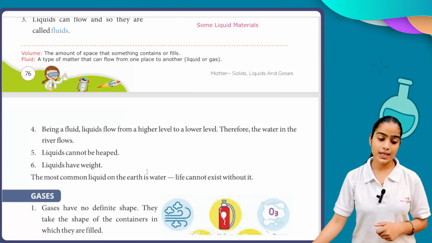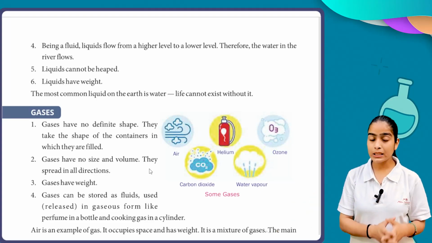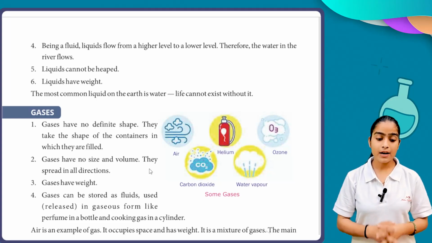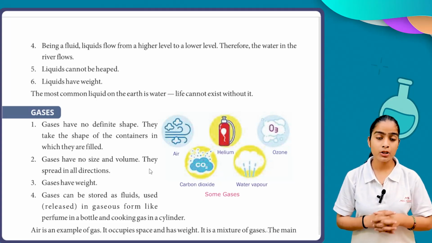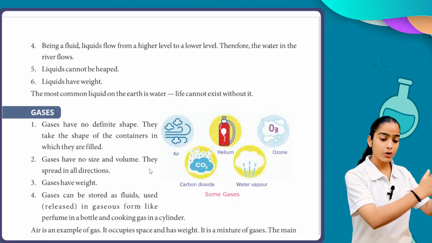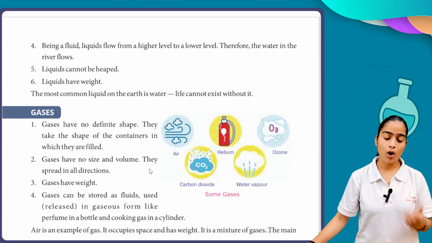Next we have gases. Gases have no definite shape. They take the shape of the containers in which they are filled. So wherever we fill it, similarly to liquids, they take the shape of that particular thing. Gases have no size and volume. They spread in all directions. So we cannot say that gases have a particular volume. They can move in all directions.